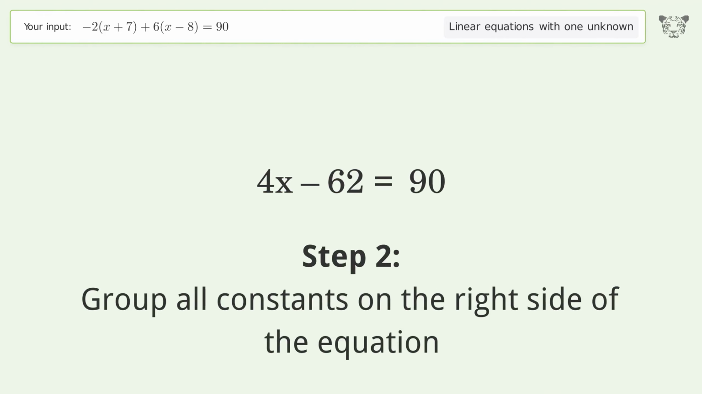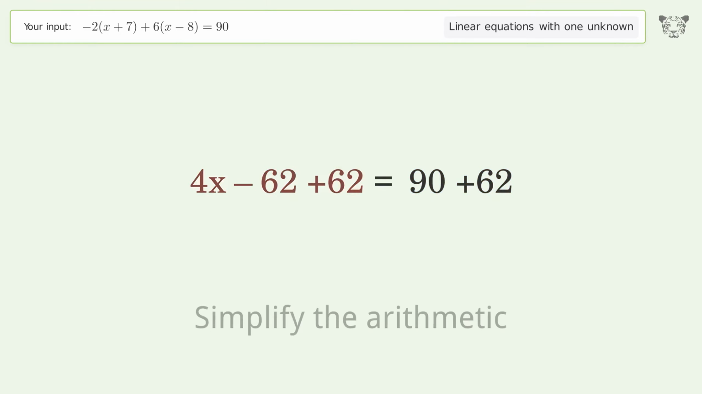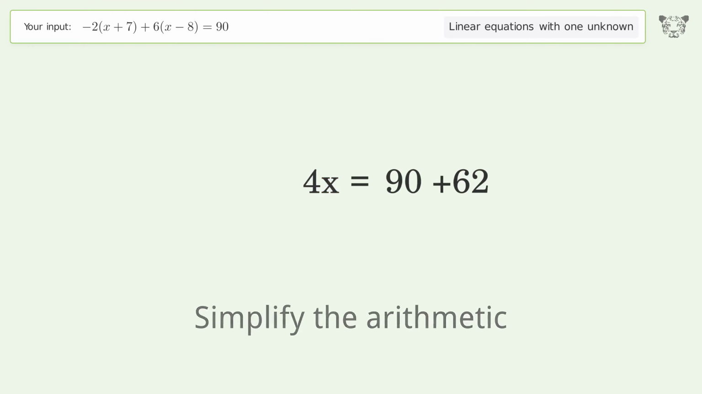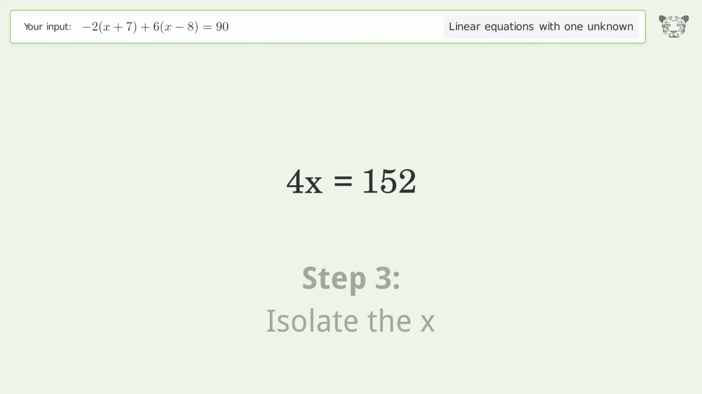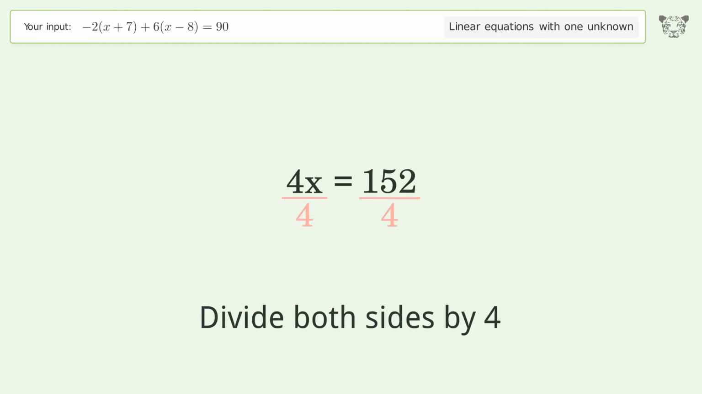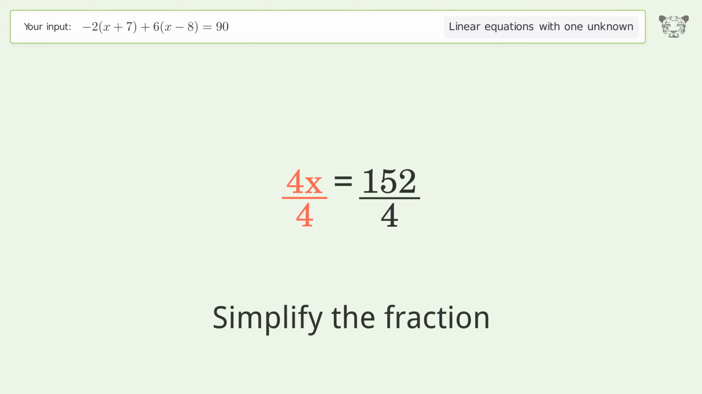Group all constants on the right side of the equation. Add 62 to both sides. Simplify the arithmetic. Isolate the x. Divide both sides by 4. Simplify the fraction.